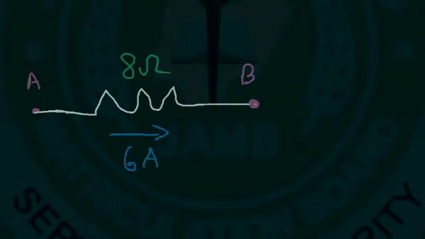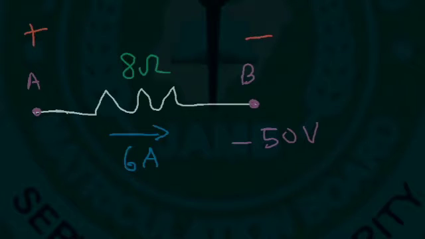Now let's try another example. Let's say we have a current of 6 amps that passes through an 8 ohm resistor, and the voltage at point B is negative 50 volts. What is the voltage at point A? At point A, it's supposed to be higher than at point B, since current flows from high to low. Now, what is the voltage across the resistor?